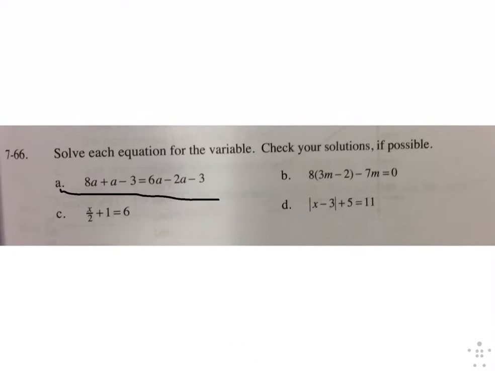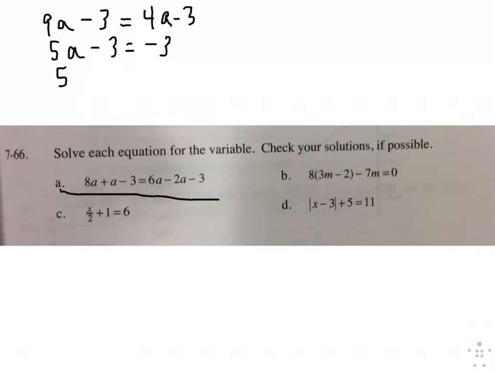on each side. So the left-hand side of the equation quickly simplifies to 9a minus 3 equals, and then I have 6a minus 2a, 4a minus 3. And I subtract 4a from both sides, and I get 5a minus 3 equals negative 3. I add 3 to both sides, and I get 5a equals 0. And divide both sides by 5, and I get a equals 0.